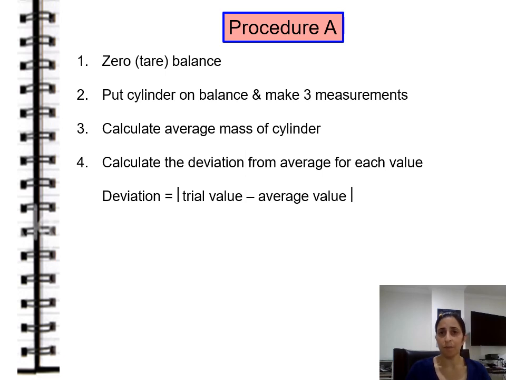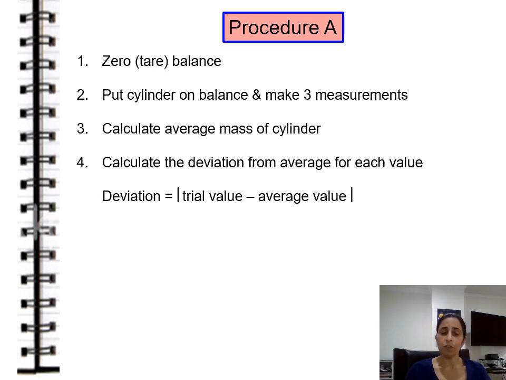The deviation from average is always a positive number, and it's the value that you got for that trial minus the average value. So you take your three masses, right? You average them, and then you take the first mass and subtract it from the average. Take the second mass, subtract it from the average. Third mass, subtract it from the average. The deviation will always be positive. Even if you get a negative number, you just ignore that negative number.